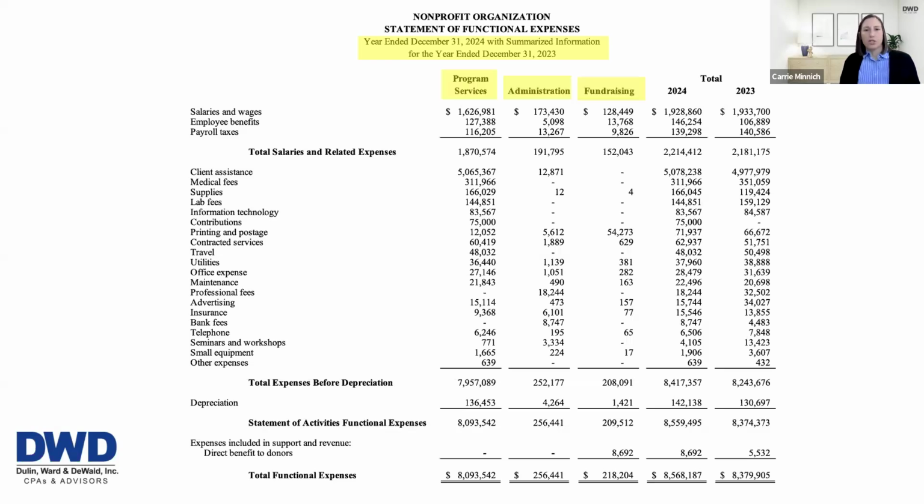We have the different functions. This shows the three functions: program services, administration, sometimes called management and general, and fundraising. If you have more than one program with significant differences, you might see more than one program, like an education program or a transportation program. But the requirement is that all expenses have to be allocated by function: program, management and general, and fundraising. And then we have the total for the year 2024. This statement also shows 2023, so you can have some comparison.